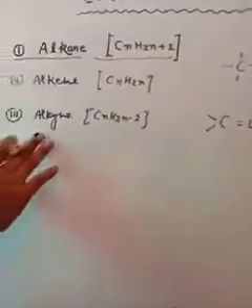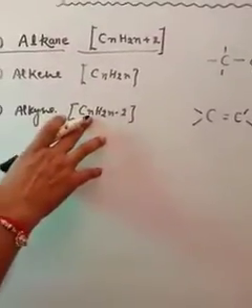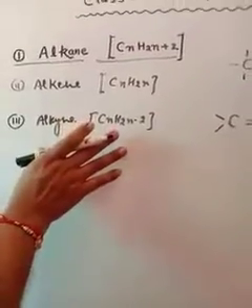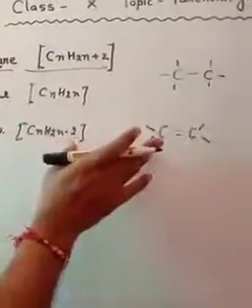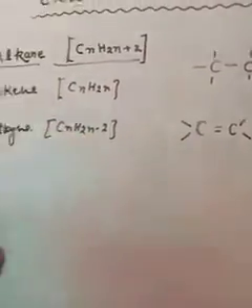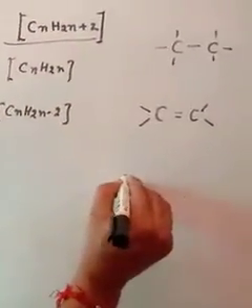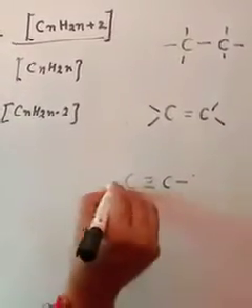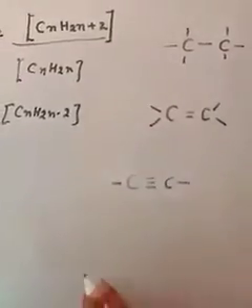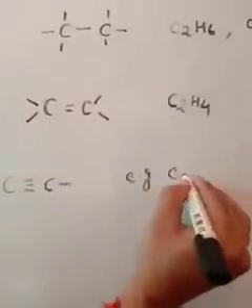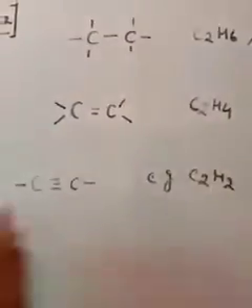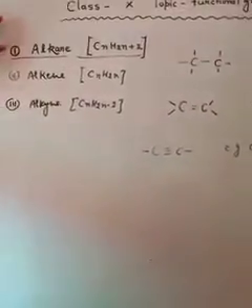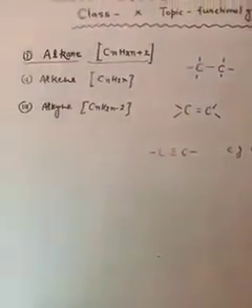The next category, the alkyne. General formula CnH2n minus 2. Here the carbon's 4 valency is not satisfied by double or single bonds, but it is satisfied by a triple bond. Like this, carbon, triple bond, then carbon. Example, C2H2. That means acetylene.